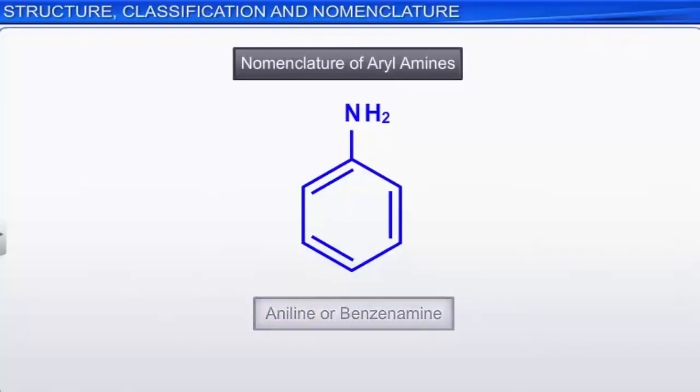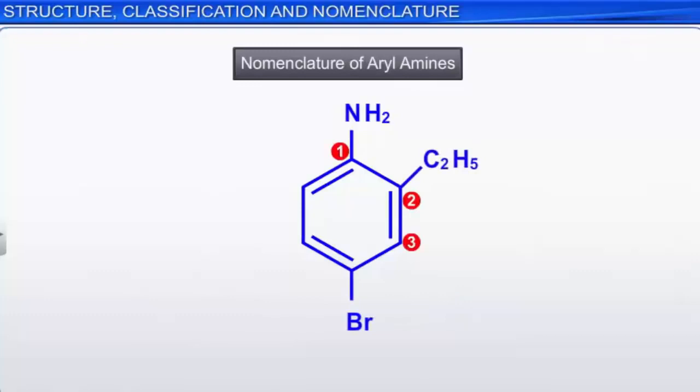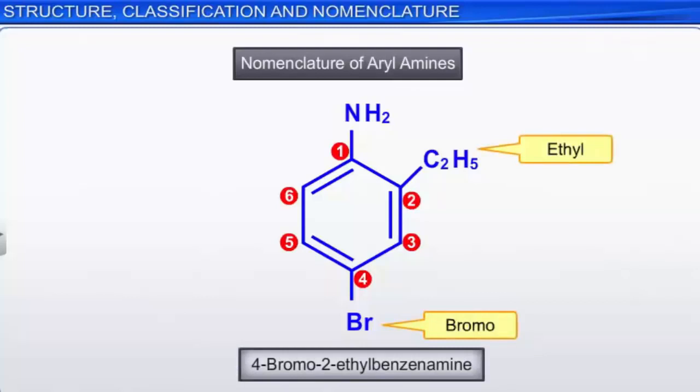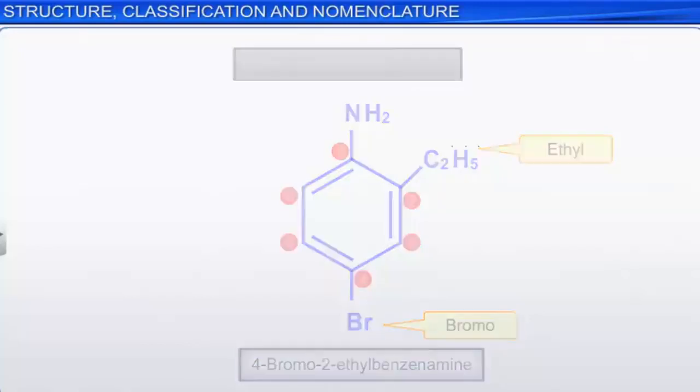Substituted derivatives of aniline are named by assigning the number 1 to the carbon atom that contains the NH2 group. The substituents are listed in alphabetical order. For example, this compound is named 4-bromo-2-ethyl-benzenamine. Now try to name these compounds.